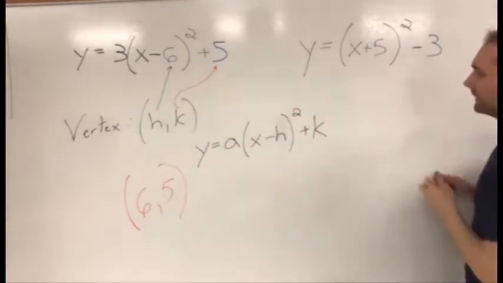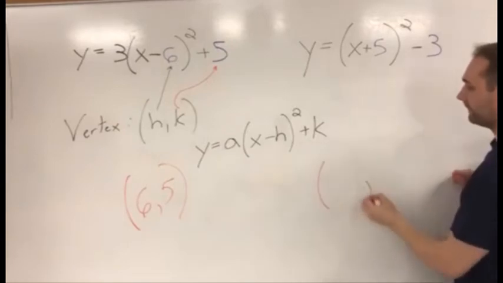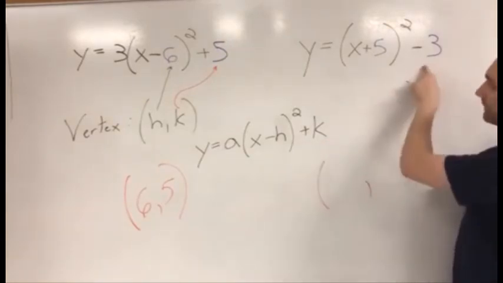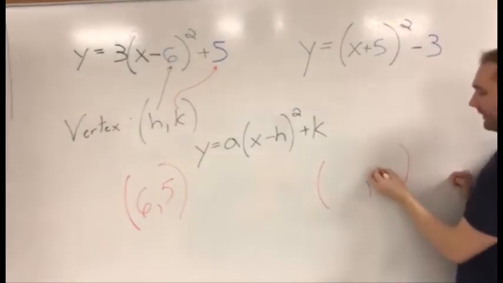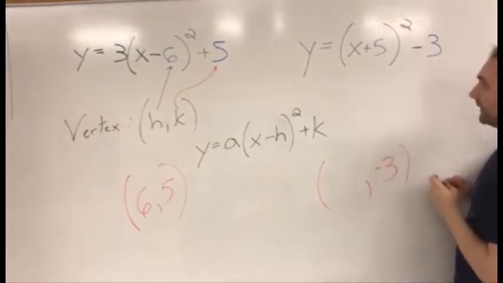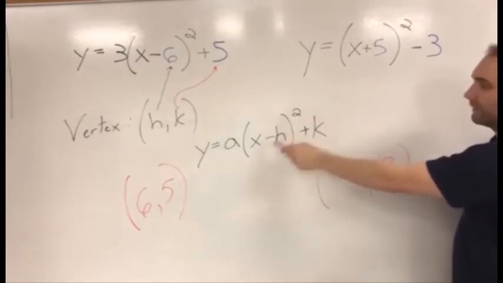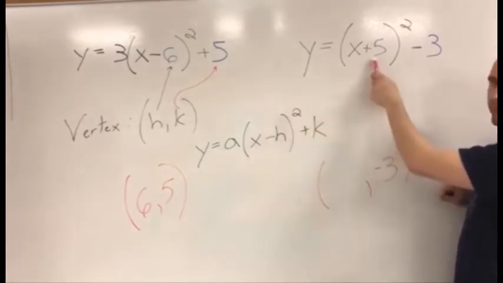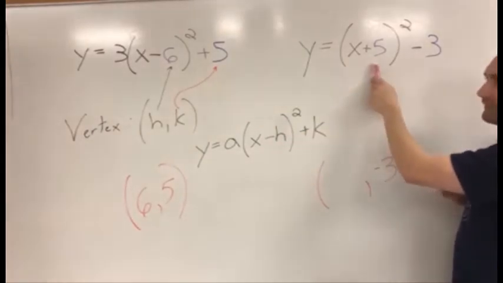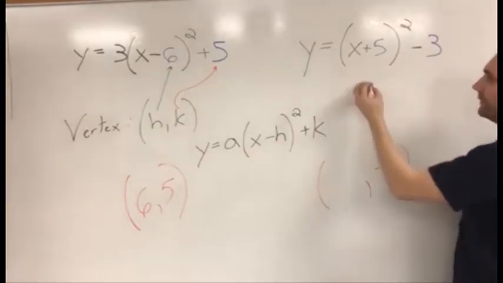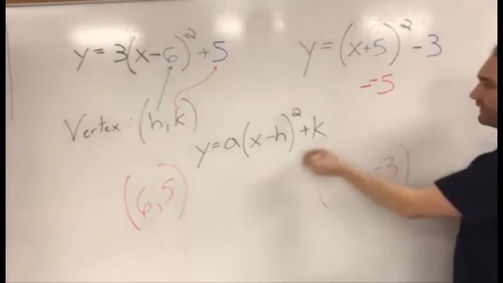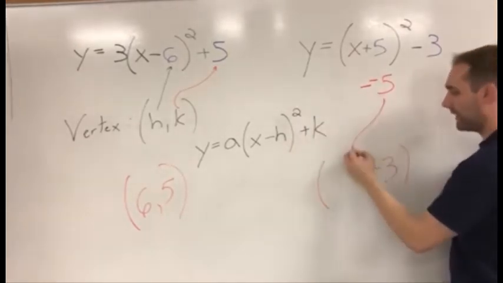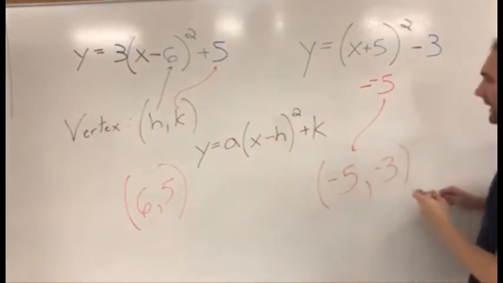Now let's look at this one here. The k is pretty much straightforward. I have a plus k, minus 3. So my k is a minus 3. Now here, negative comes with my form, but I have a plus 5 here. How do you get a plus 5 out of a negative? Well, of course, it takes two negatives. So what is my h value? Well, it is a negative 5.